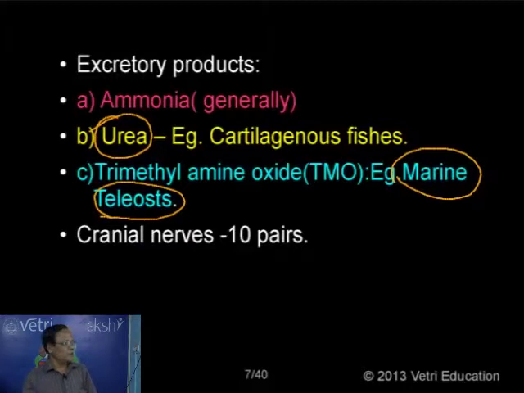Then, how many pairs of cranial nerves do we have? Generally speaking, in the case of cyclostomes, fishes and also frogs, they have 10 pairs of cranial nerves. If you take reptiles, birds and mammals, they have 12 pairs. So there is a main difference, and those nerves arising from the brain are called cranial nerves. So in fishes, in cyclostomes and also in frogs, that is amphibians, we have 10 pairs of cranial nerves. Reptiles, birds and mammals have 12 pairs. But in the case of snake, also only 10 pairs.